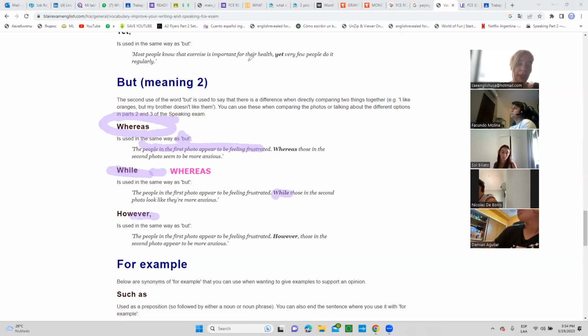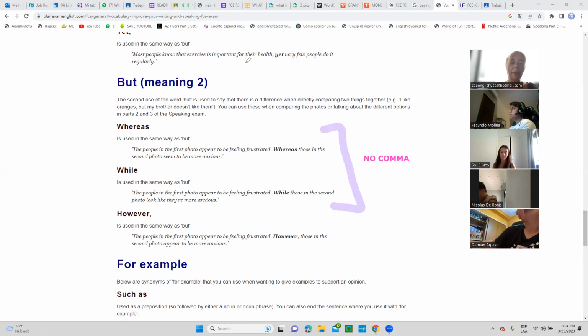And then we have however again. It's used in the same way as but. The people in the first photo appear to be feeling frustrated. However, comma, those in the second photo appear to be more anxious. Okay, so remember, whereas and while, no comma. No comma for whereas and while. However, always.